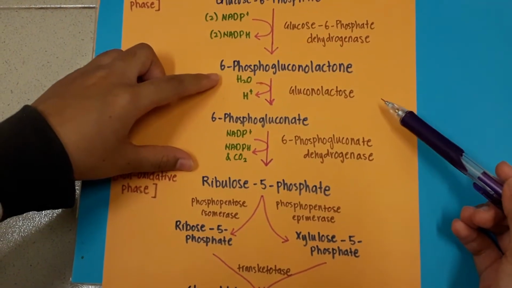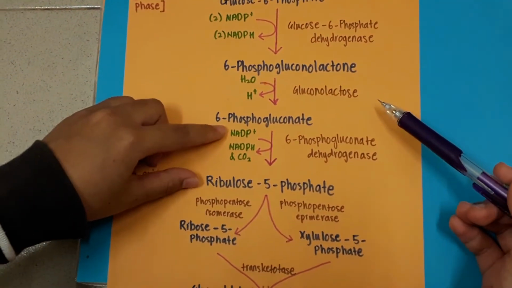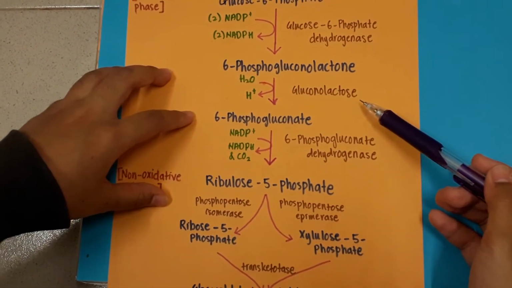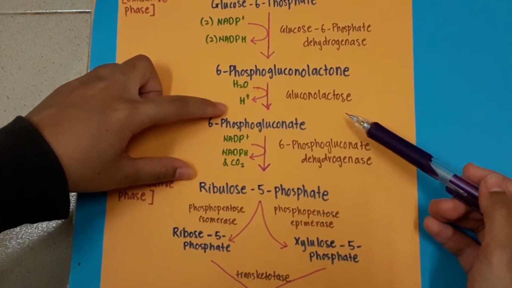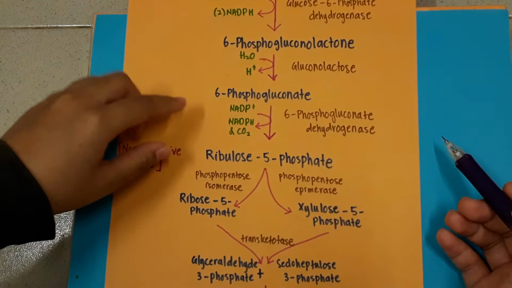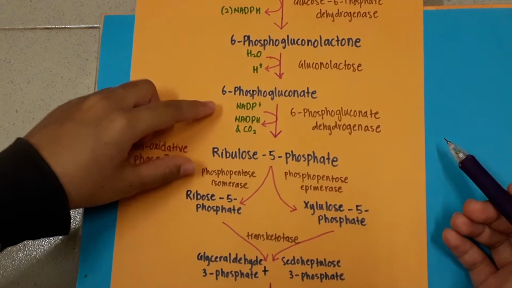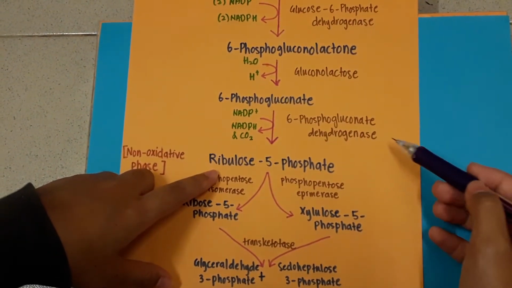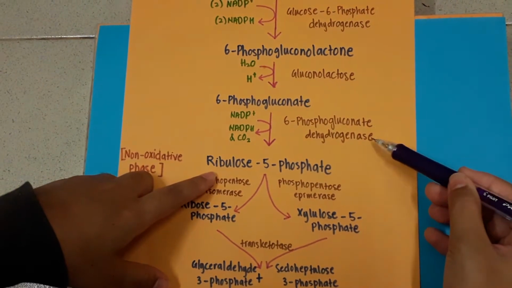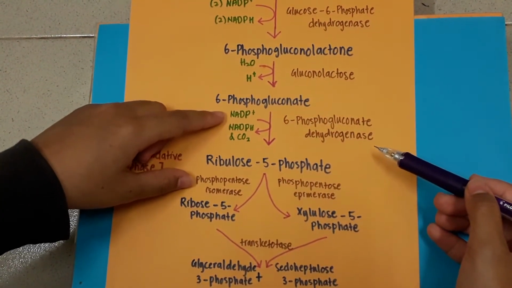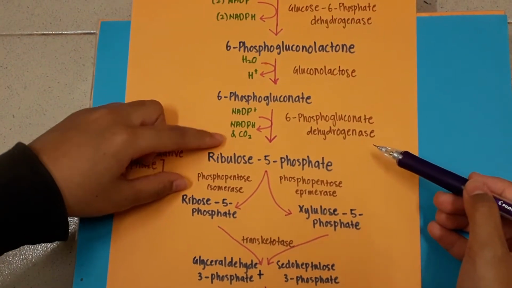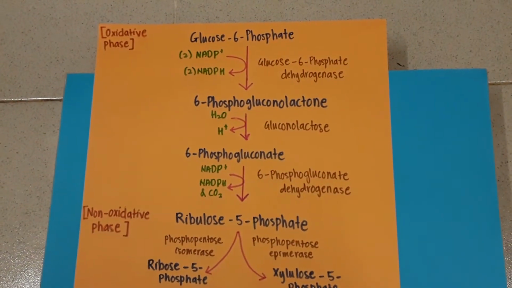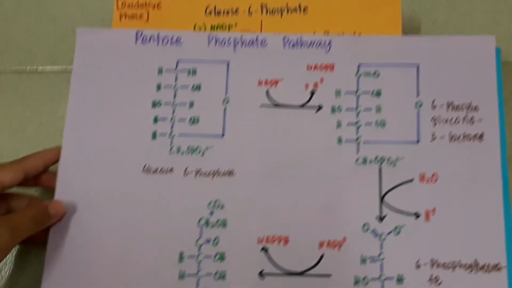Then 6-phosphogluconolactone will convert into 6-phosphogluconate by the presence of gluconolactonase, and a water molecule will convert into hydrogen ions. The last step for the oxidative phase is 6-phosphogluconate will convert into ribulose 5-phosphate by 6-phosphogluconate dehydrogenase. In this process, NADP+ will convert into NADPH and carbon dioxide will be produced. To make it more clear, you can see this pentose phosphate pathway.